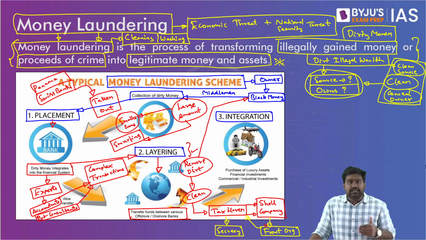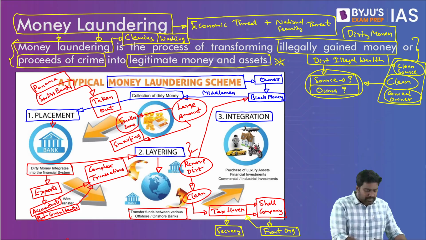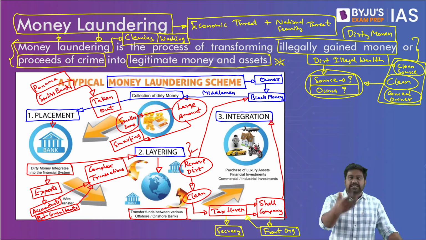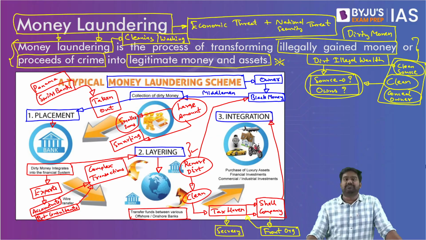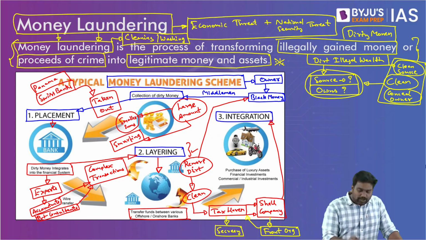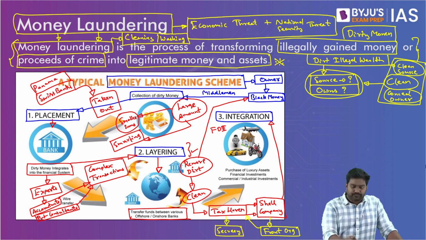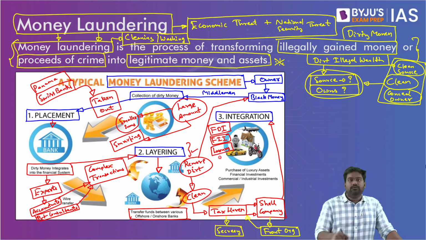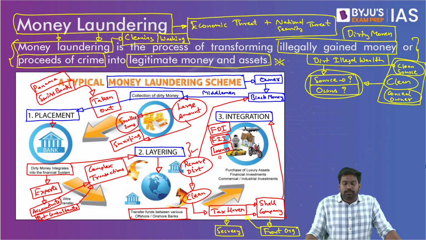So from the shell company, which is just a front organization, now this money will be brought back to India. Money is integrated back into the Indian financial system. It is brought back as investments like FDI or FII into the capital market, or to buy luxury items which could be later used and enjoyed and owned by the actual owner. Right?